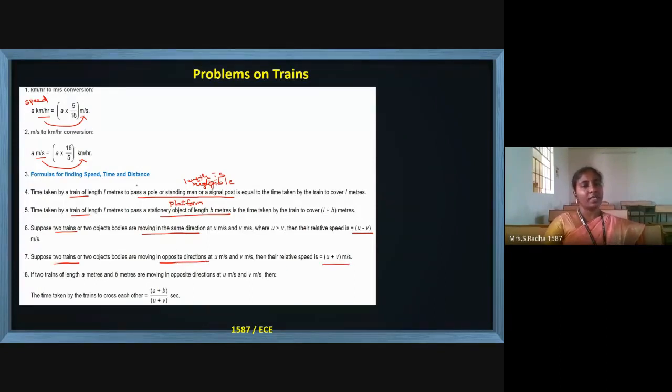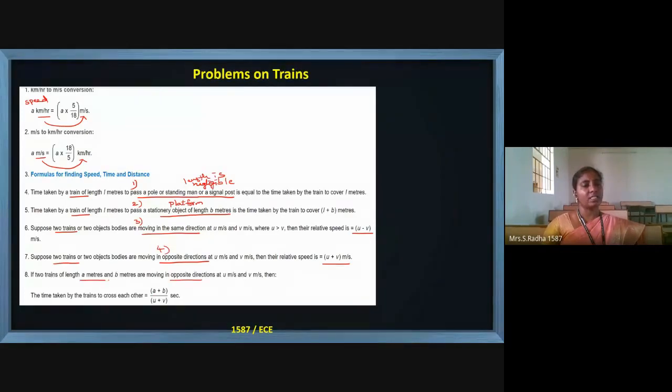Okay. So case 1 is crossing a man or lamp post. Case 2 is crossing a platform or a stationary object. Case 3 is two trains moving in same direction. Case 4 is moving in opposite direction. Last one, two trains are moving in opposite direction.